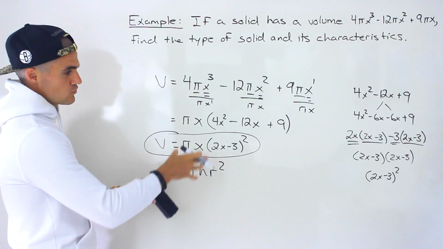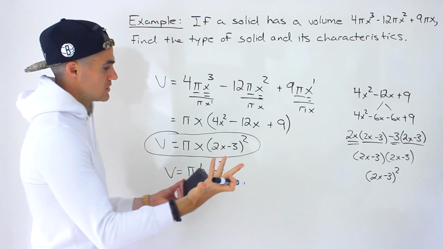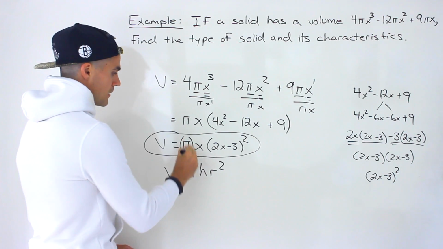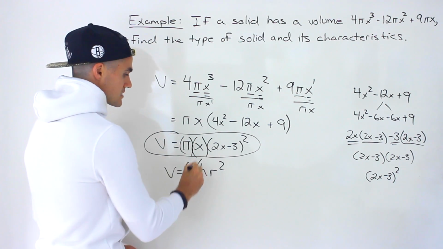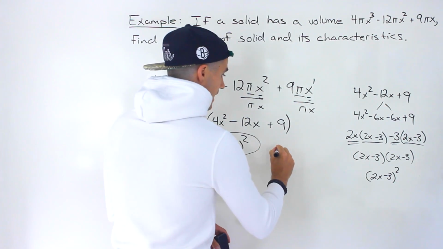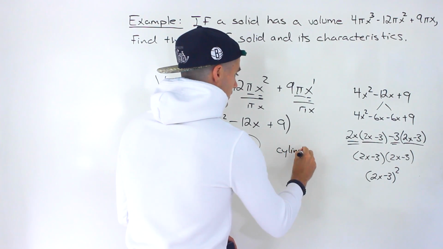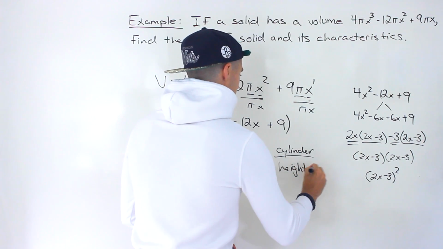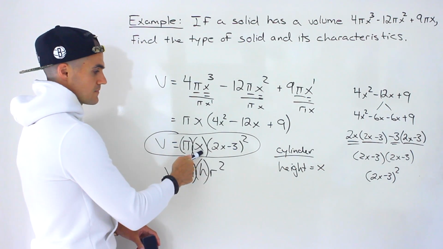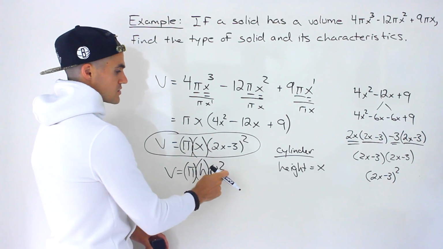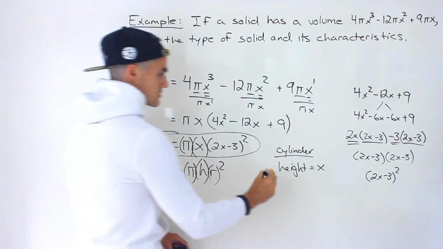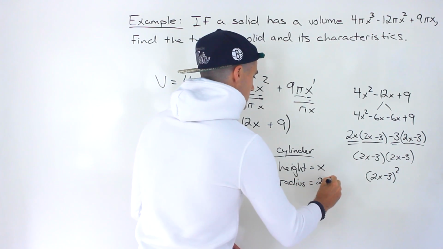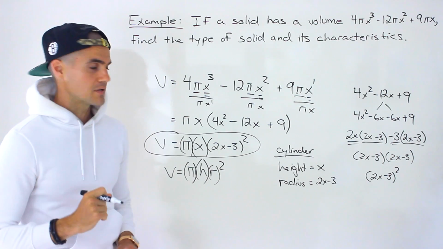Once you write out some of the volume formulas on the side, you'd notice that you're dealing with a cylinder over here. We've got a pi, and we have an x for the h. Again, we're working with a cylinder. What are its characteristics? The height is going to be x units. And then r to the power 2 is 2x minus 3 to the power 2, so the radius is going to be 2x minus 3. And that ends up being the answer.